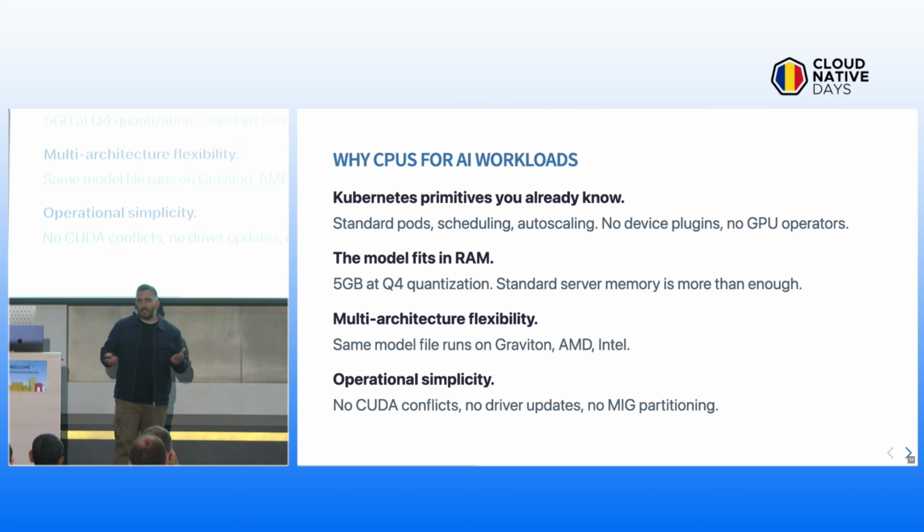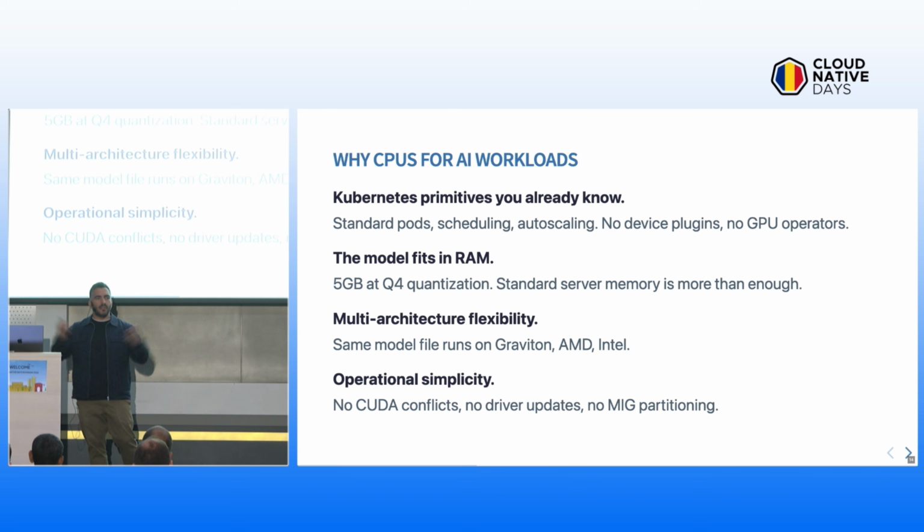The next thing is the multi-architecture flexibility that you can have with CPU instances. You can run ARM with Graviton, you can run AMD, Intel. You have a lot of options to run your workloads on CPUs as well. And as I was saying before, simplicity in operations: you don't have to think about how to deploy your workloads. It will be like any other CPU-based workload that you're already deploying nowadays.